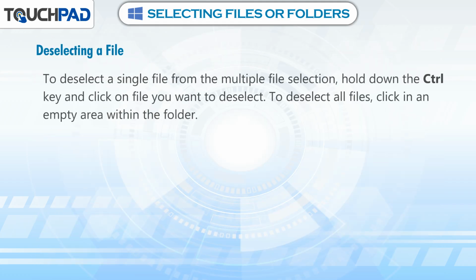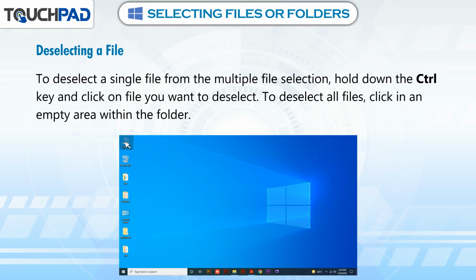Deselecting a file. To deselect a single file from the multiple file selection, hold down the Ctrl key and click on the file you want to deselect. To deselect all files, click in an empty area within the folder.